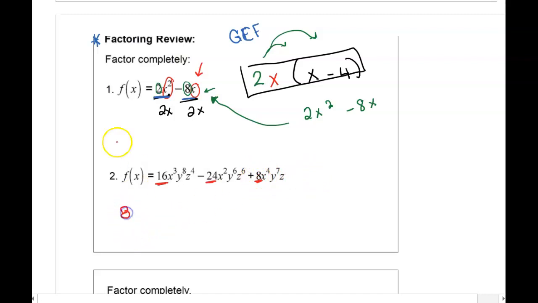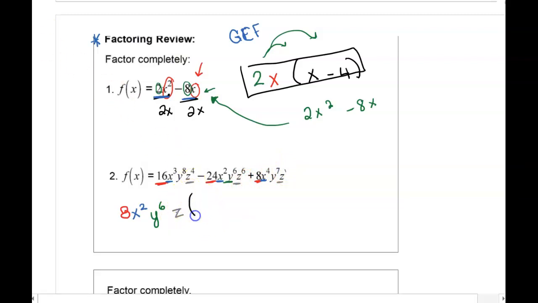So I'm going to pull out an 8. Now if I go to my x's, I have an x cubed, an x squared, and an x to the 4th. I want to take the least of the 3, so that's x squared. I have a y to the 8th, a y to the 6th, and a y to the 7th. Once again, I want to take out the least of them, which is y to the 6th. And on my z's, I have a z to the 4th, a z to the 6th, and a z to the 1st, or just a z. So all I'm going to take out is the z.